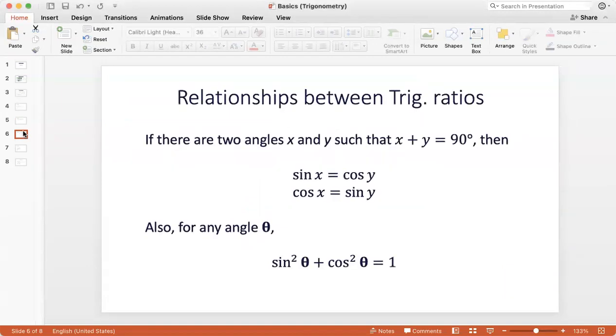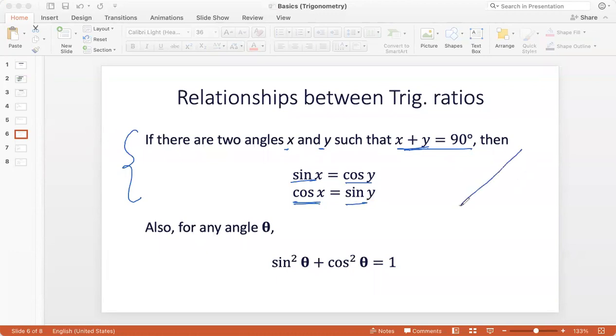Now we also need to remember some relationships between trigonometric ratios, and a relationship that is particularly commonly tested on the SAT is this relationship. If there are two angles X and Y such that the sum of the angles is 90 degrees, then sine of X is cos of Y and cos of X is sine of Y.